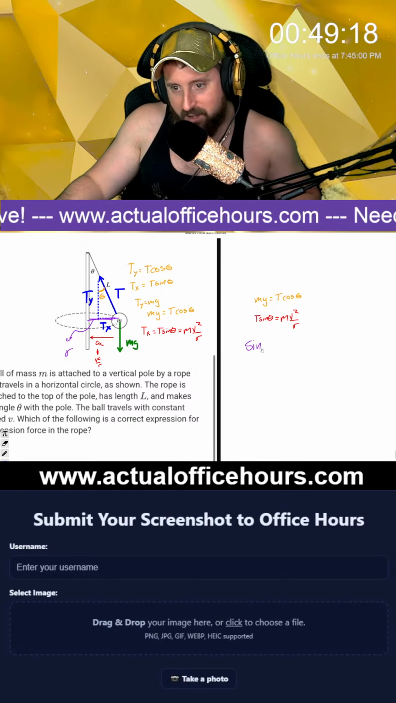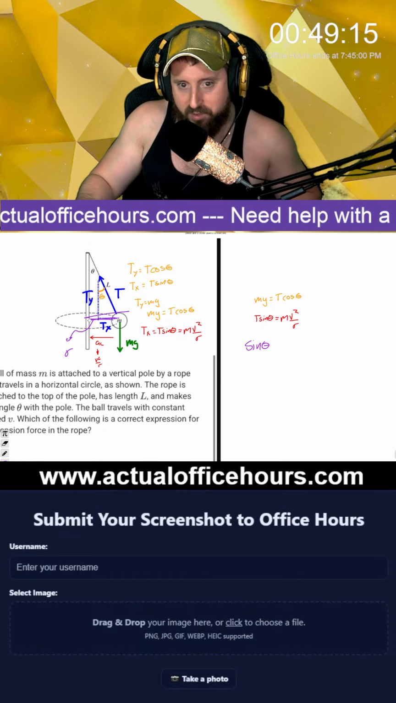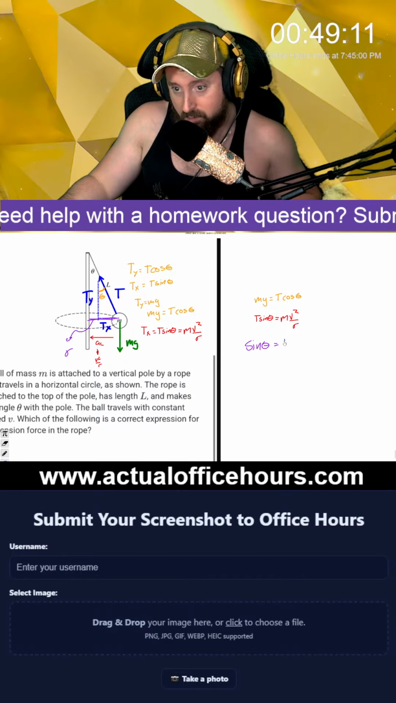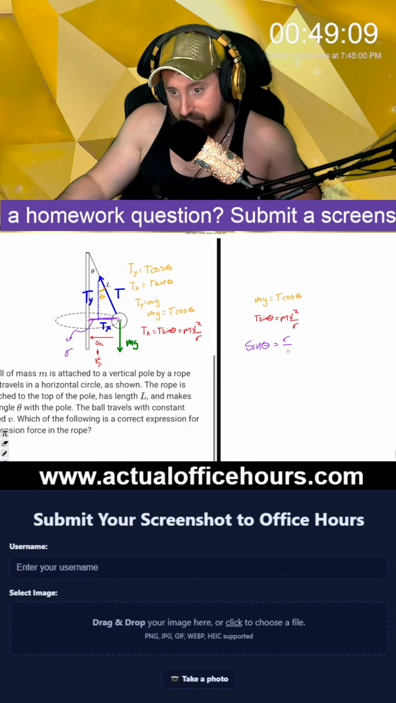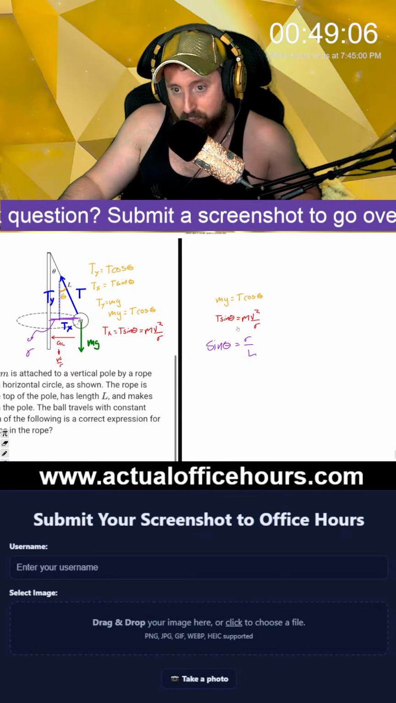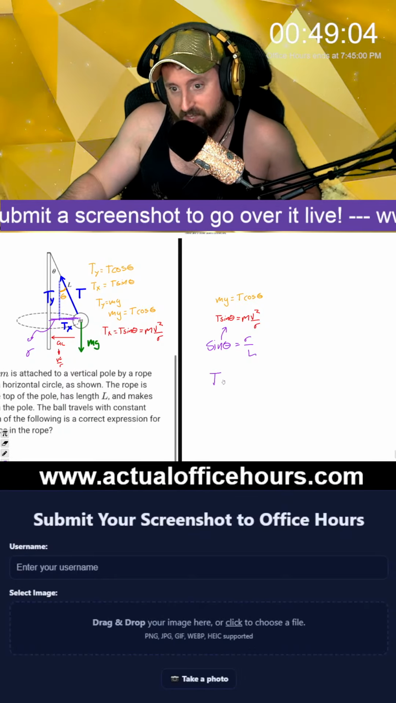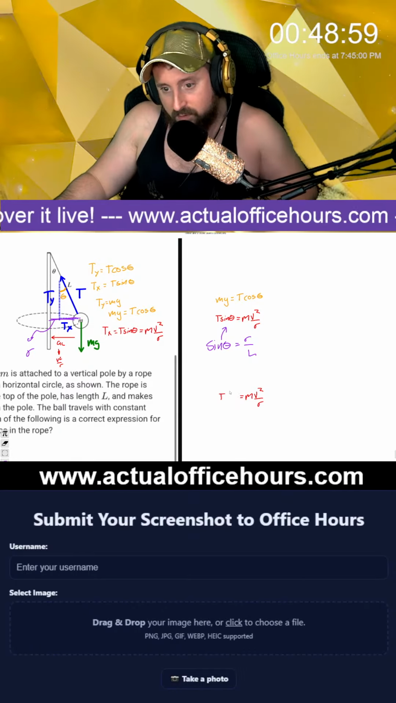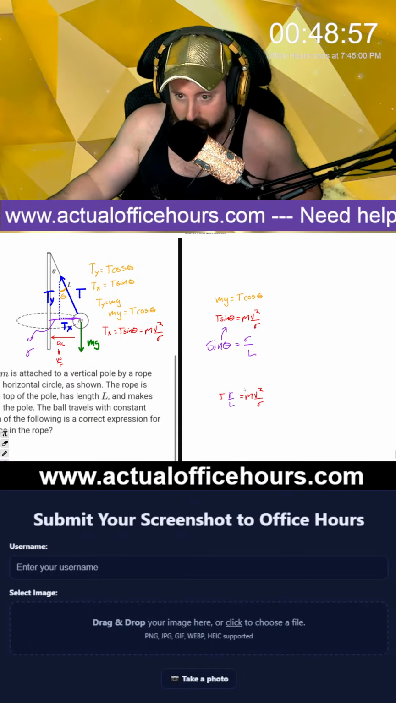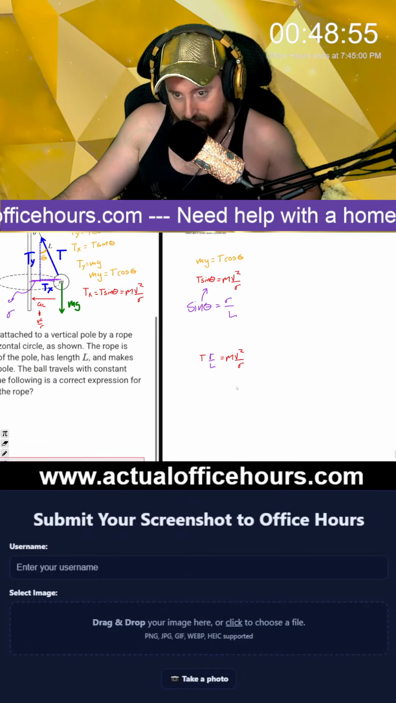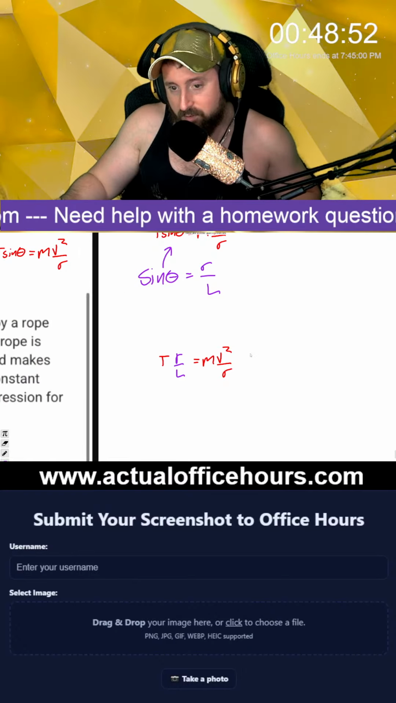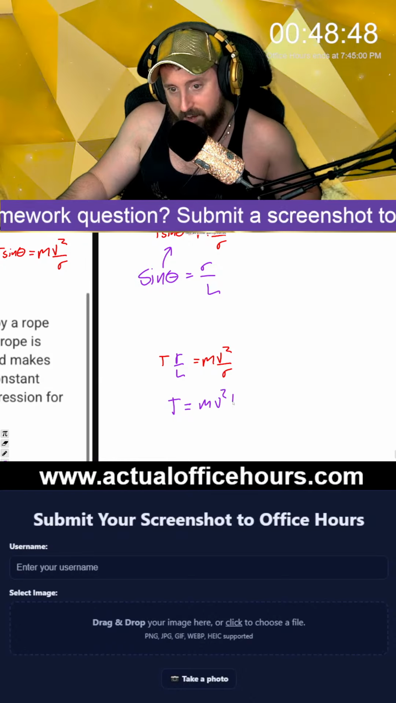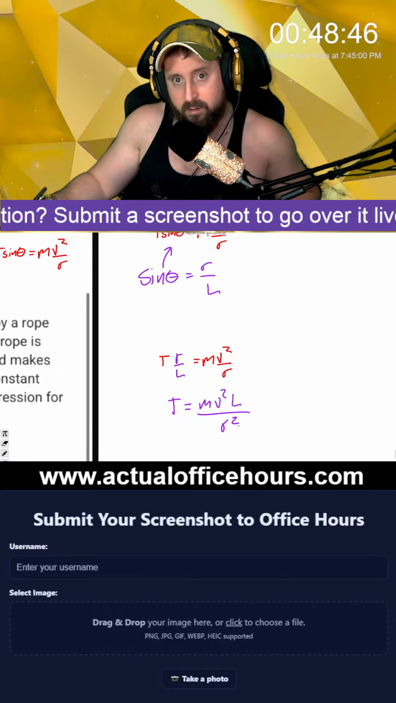So sine of theta, sine of this angle, is the opposite, which in terms of distances is r, over the hypotenuse. The hypotenuse is L. So now you can plug that in for here, and you get T r over L is equal to m v squared over r. Okay, so now move everything to the other side. You get T is equal to m v squared L over r squared.